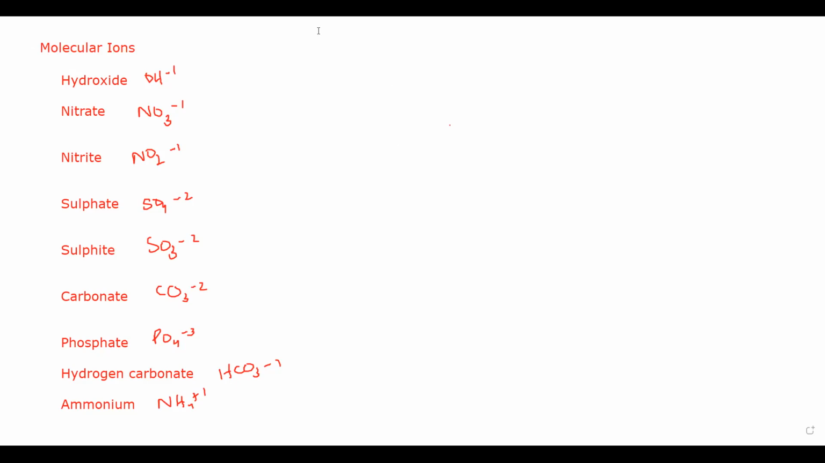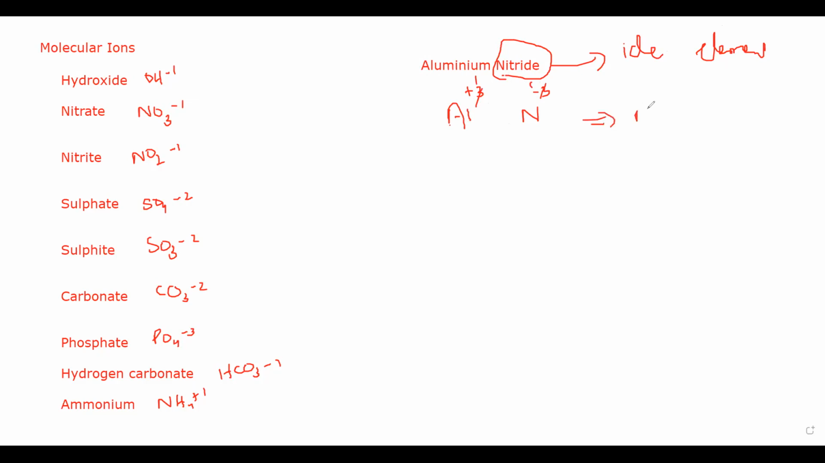So if I want to write a chemical formula, for example, if I say I want to write aluminium nitride, IDE, look, from the name you can understand nitride is there. So if it is IDE, it means they're asking for the element only. Aluminium nitride means they're asking for aluminium and nitrogen. Aluminium valency is plus 3 and nitrogen is minus 3. When we simplify 3 and 3, it is 1:1. So the aluminium nitride formula will be AlN.